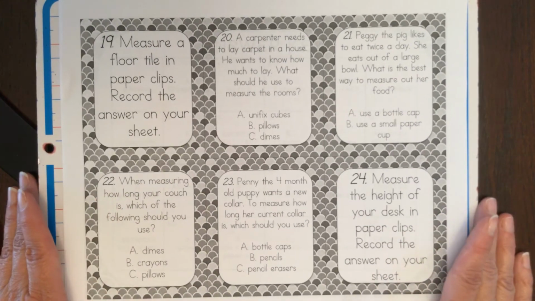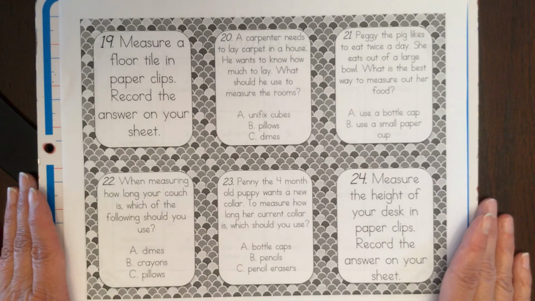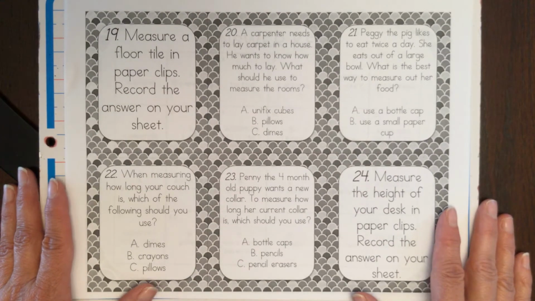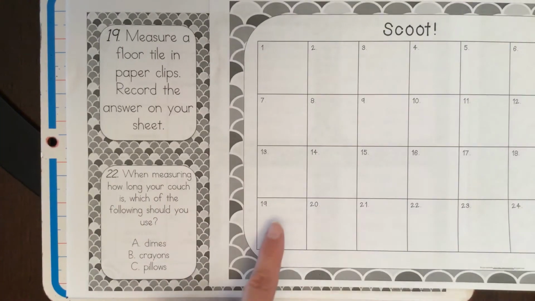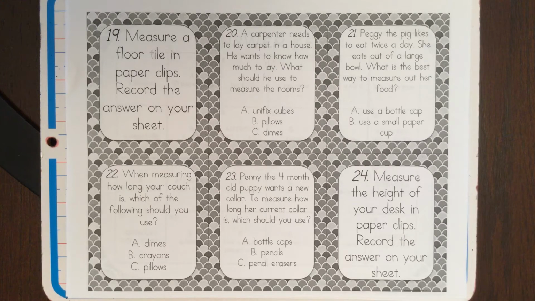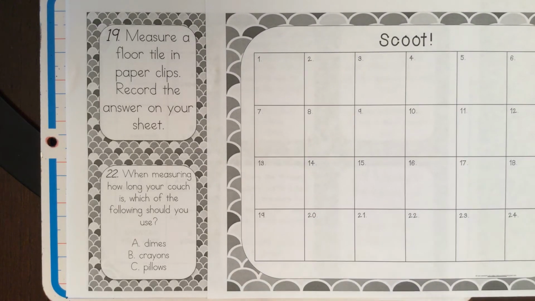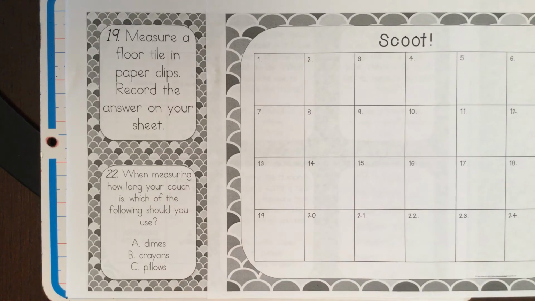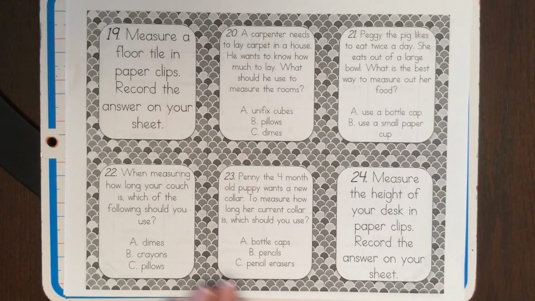So question number 19 says measure a floor tile in paper clips. Record the answer on your sheet. Now again, you might not have paper clips, so when you write down your answer for number 19, tell me what you used to measure with. You might not have a floor tile in your house. If your house doesn't have floor tiles, maybe there's a piece of wood on the floor in your house, or maybe you could measure a bath mat in your house or a small carpet in your house. If you don't have a tile floor and you can't find a tile to measure, please write down what you did measure and what you used to measure it with when you put your answer down for 19.